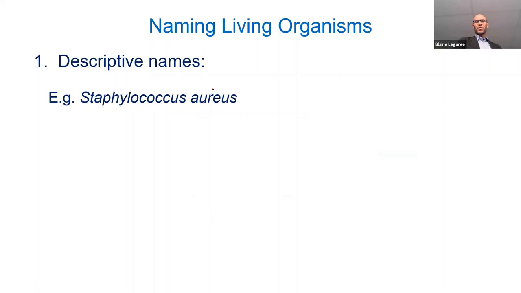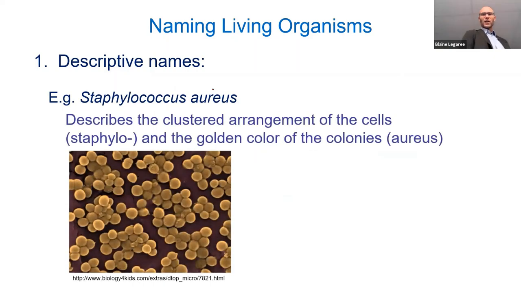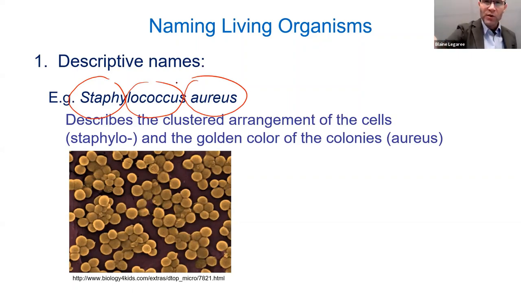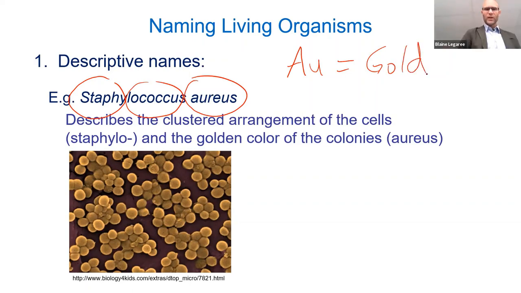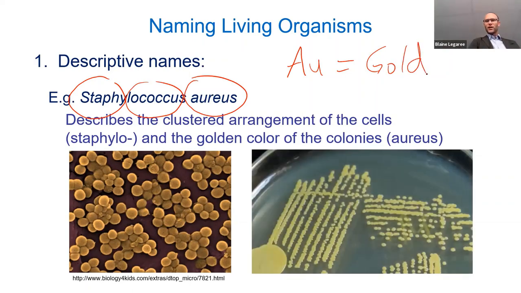The best names are descriptive. We already talked about Staphylococcus. Remember, staph is cluster, coccus means spheres, but this is a different organism here. This one is aureus. You may remember from your chemistry days, this particular element, and maybe you don't, but this is the element for gold. On a petri dish, these have kind of a golden color. This is some growth of cell colonies on a petri dish. It's kind of a yellowy, goldy color.